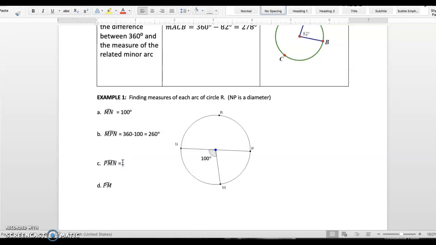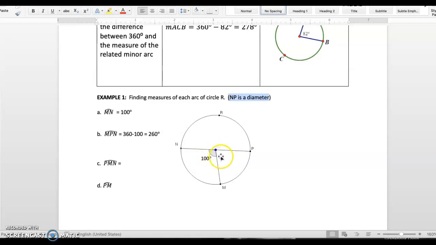For PMN, this is when you want to refer to the directions. It's very important. One thing I noticed is NP is a straight line, and we know straight lines have 180 degrees. So if you forget how to use that information as a semicircle, NP is a straight line, so that's 180 degrees. And I know that MN is a part of that section, which is 100 degrees. So what's left over here?